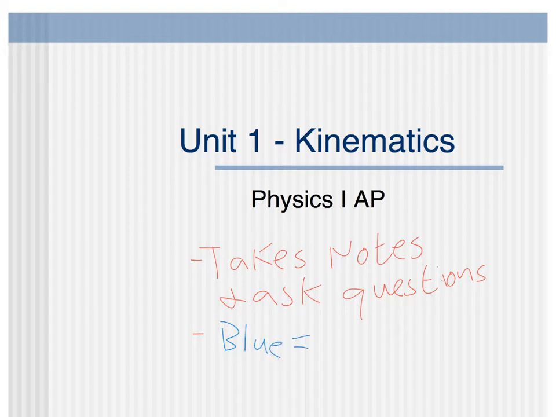The second thing is pay attention to the things in blue. These are going to be really important concepts that you need to really know and you need to just have down cold as we progress throughout the year and for the AP exam. So keep those in mind. That's why they're written in blue.